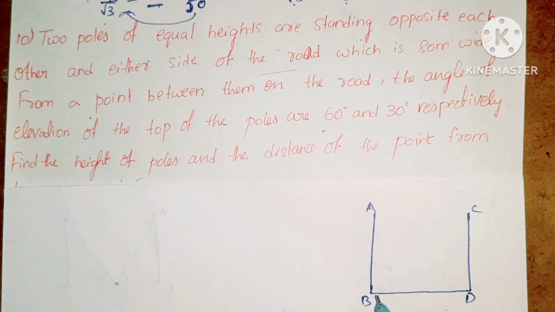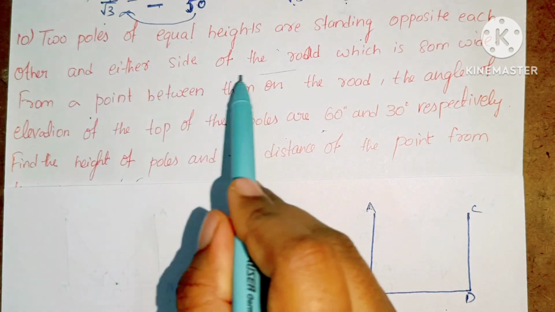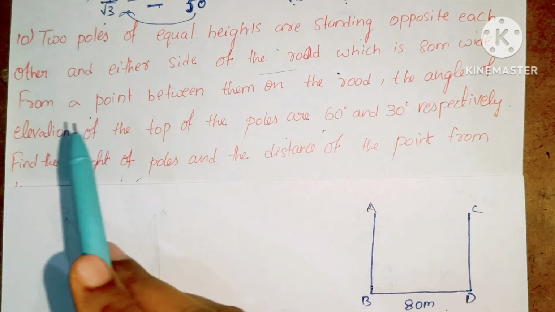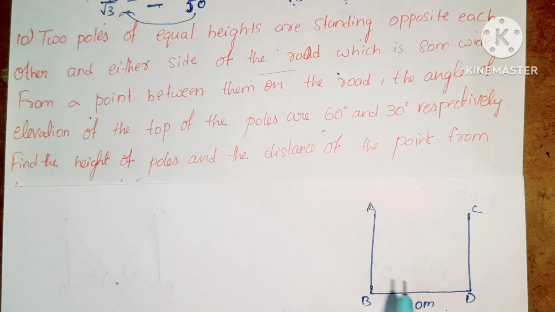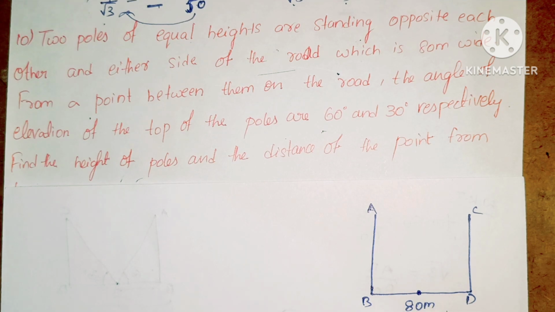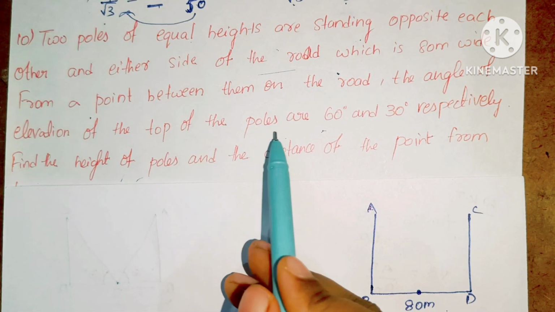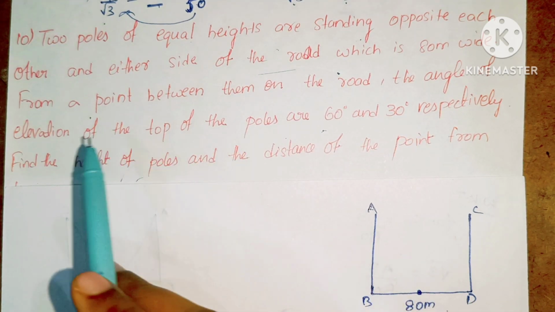They are poles. Okay. So next, what he said: either side of the road which is 80 meter wide. So the road length, how much is given? 80 meters. Next, from a point between them on the road. So between them on the road means the midpoint of this road. Okay. So the angle of elevation of the top of the poles are 60 degree and 30 degree respectively.